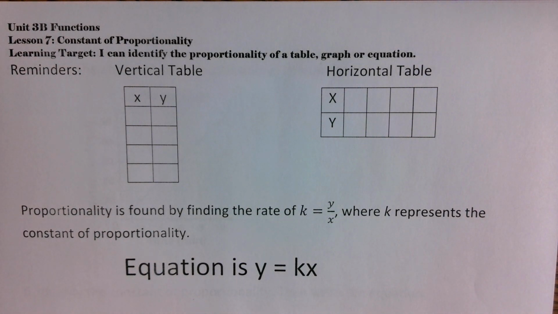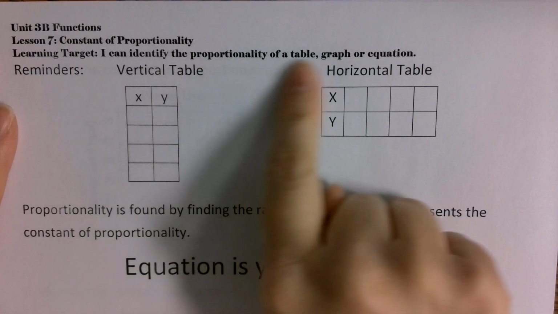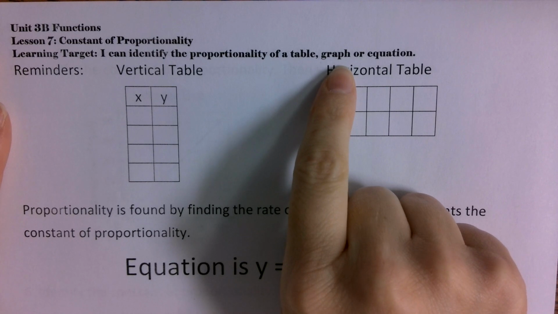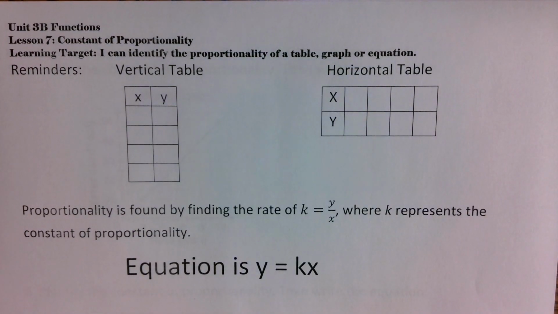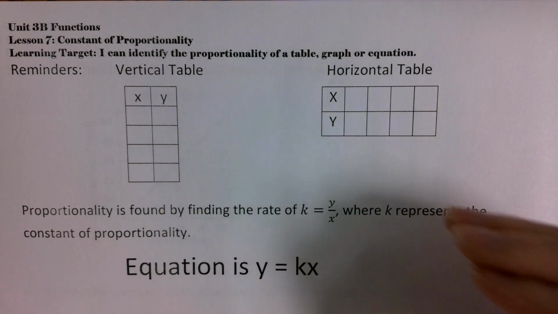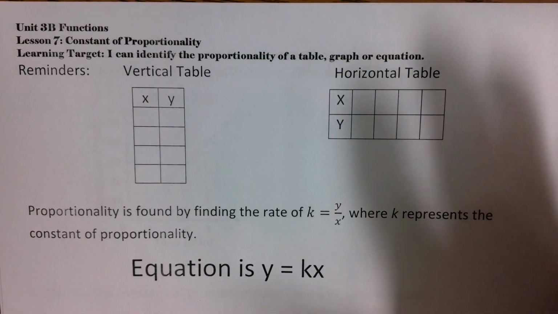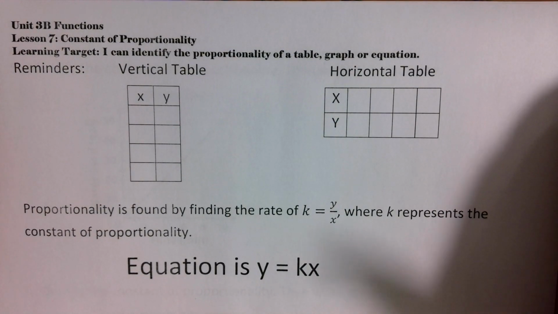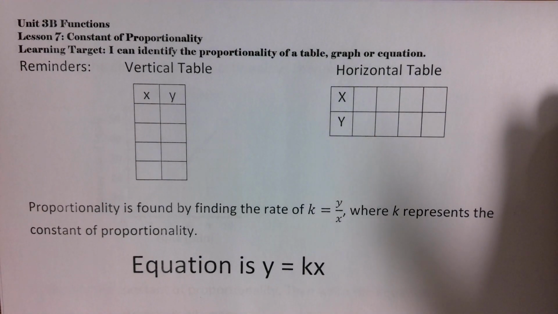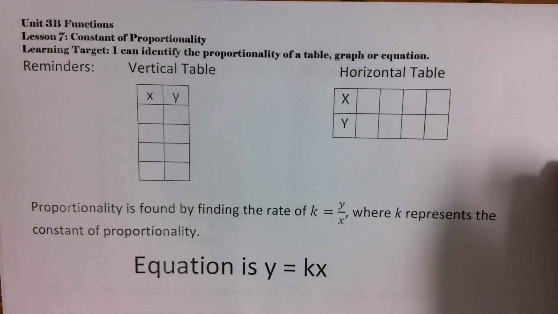So, constant of proportionality. You are identifying the proportionality of a table, a graph, or an equation. We talked about it yesterday. To be proportional, you had to be able to cross through the origin and create a straight line in that process. So the origin is a very key part. Being a straight line is a very key part. They're all linear relationships, but it has to cross through the origin.